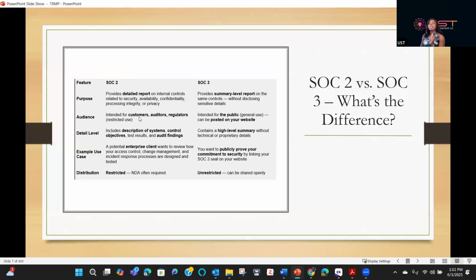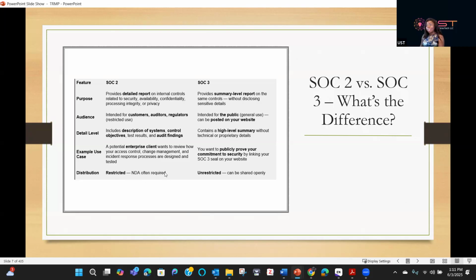The level of detail for SOC 2 includes description of system, control objectives, test results, and audit findings. SOC 3 contains a high-level summary without technical or proprietary details. Again, potential enterprise clients want to review how your access control, change management, and incident response processes are designed and tested. You want to publicly prove your commitment to security by linking your SOC 3 seal on your website, okay?